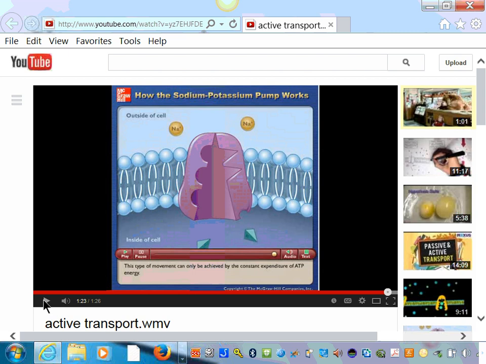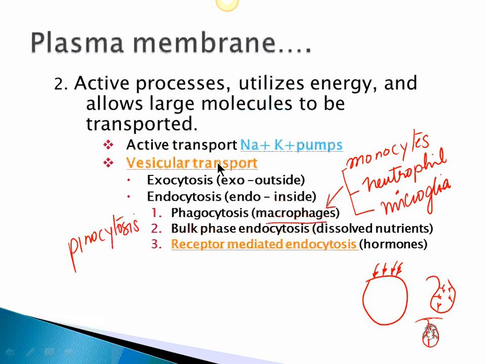Let's look at vesicular transport. So it doesn't show all. You'll see it's most of it.